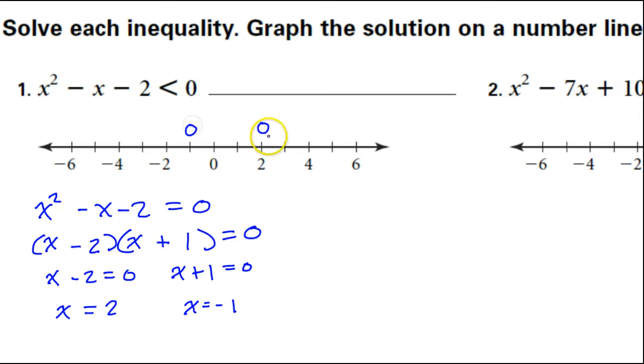Now the reason why I'm putting these as open circles is because we want to graph the places where the function is less than 0. So we do not want to include the values where the function is equal to 0, which is what these are. So we will show that these endpoints are not included by making them open circles. Now, we have created three sort of regions here. Values to the left of negative 1, values between negative 1 and 2, and values to the right of 2.